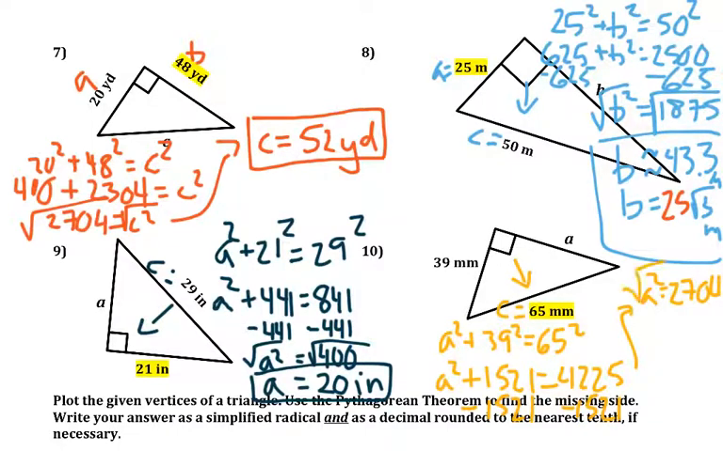So we're going to take the square root of both sides. Again, using your calculator, it's the square root of 2,704, and we get A is equal to 52. And then our units, millimeters. So 52 millimeters.